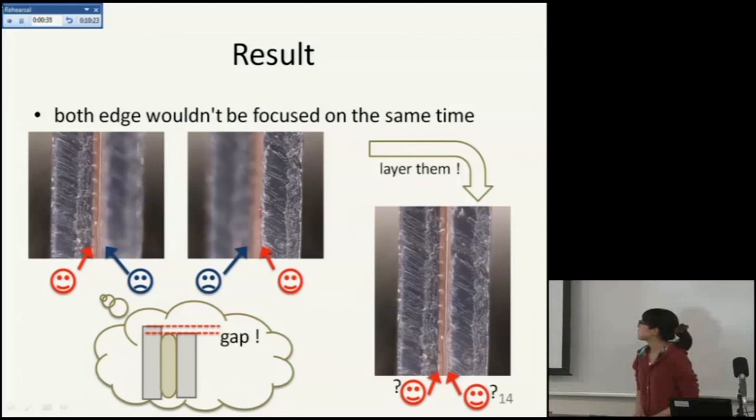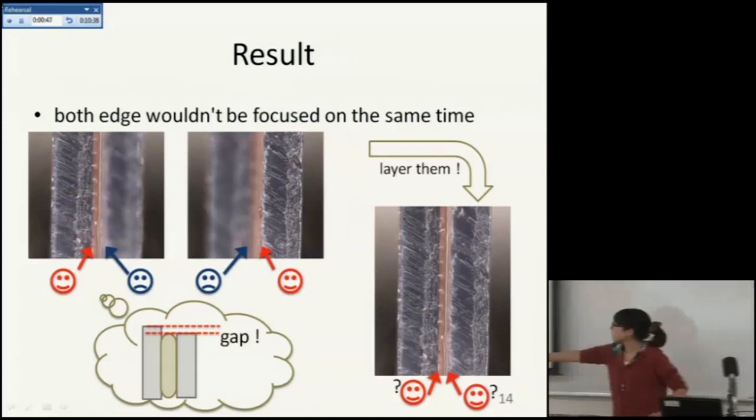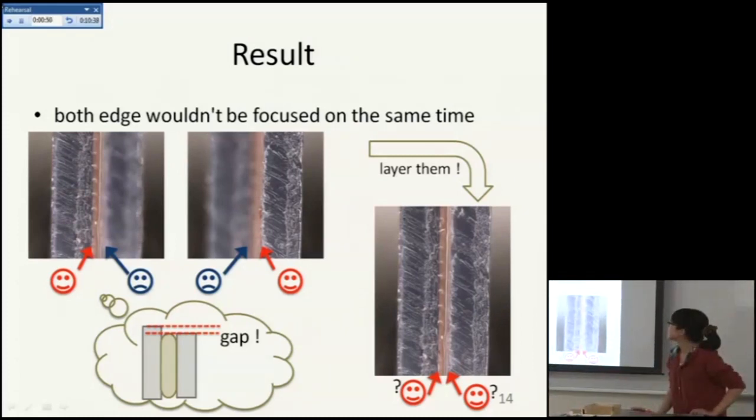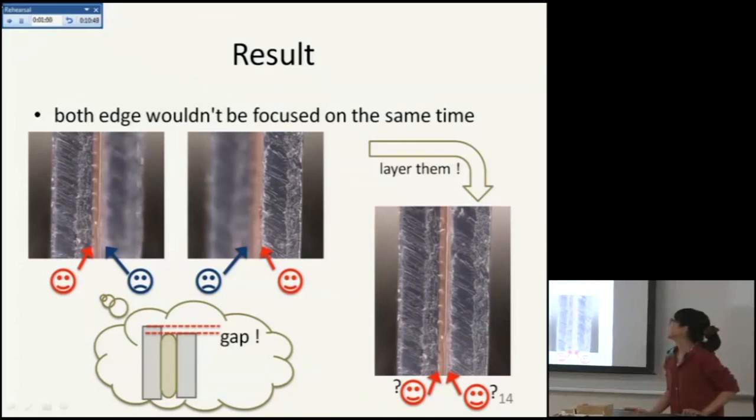The image has a problem that both edges of the cover glasses can't be focused at the same time. And I think this is because the cover glass heights have a gap with each other. And now I'm making a trial to make a clear image of both glasses, like layering them like this. I'm trying this now, so the result will be coming soon, I think.